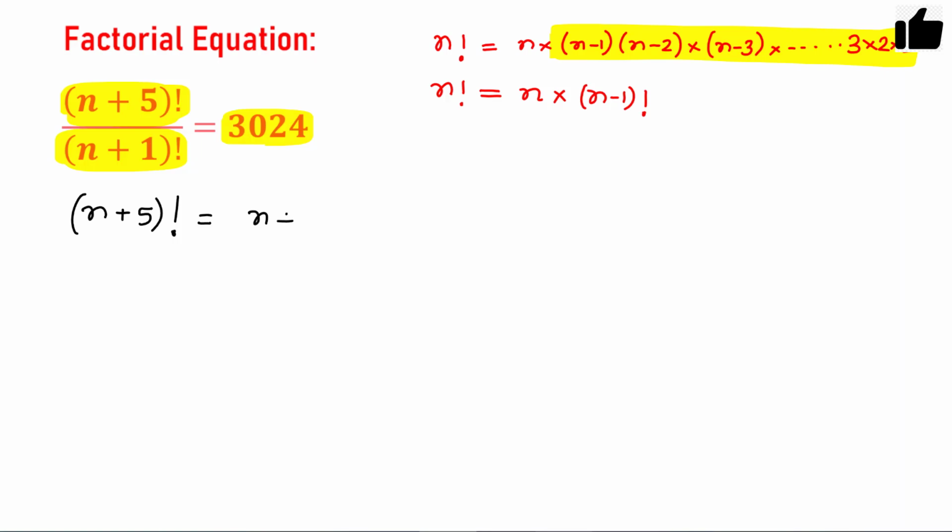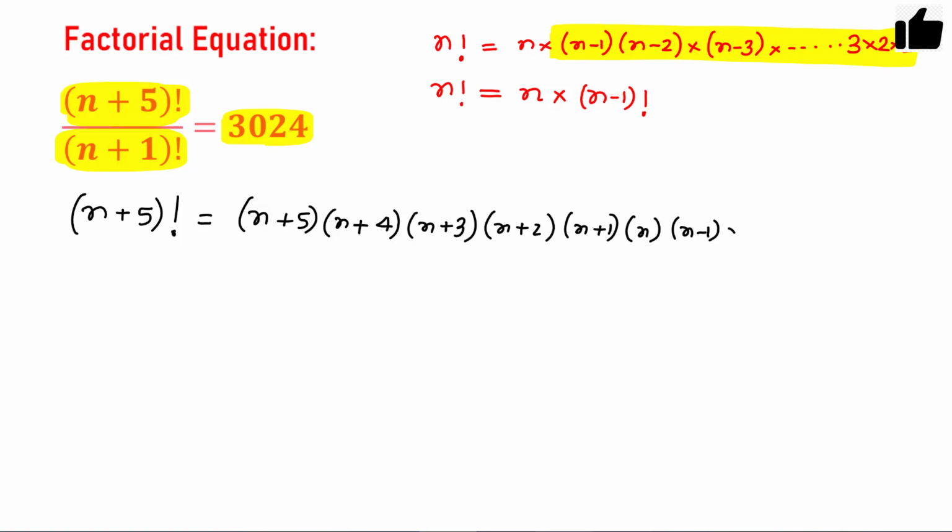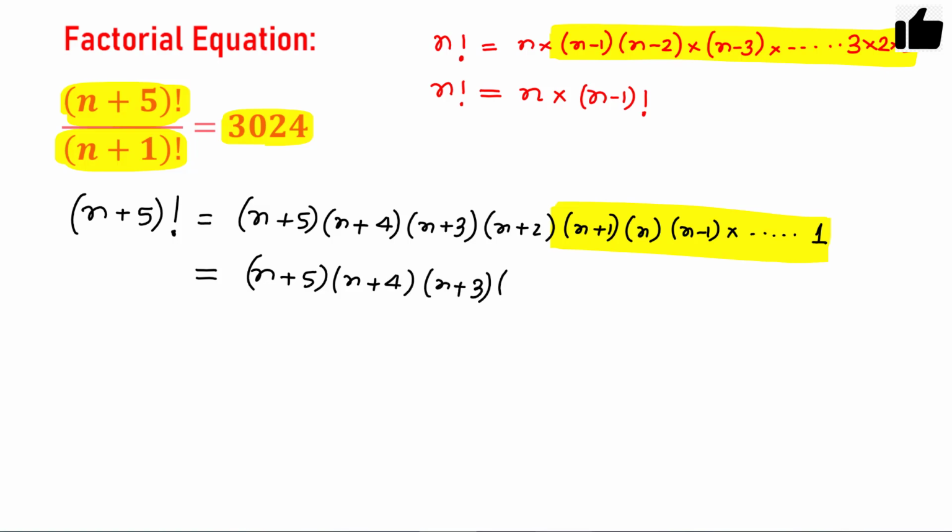This can be written as (n+5) times (n+4) times (n+3), (n+2), (n+1), n, (n-1), and this goes on till 1. Now if you consider from here (n+1) down to 1, this is nothing but (n+1) factorial. So I can rewrite the same expression as (n+5), (n+4), (n+3), (n+2), and (n+1) factorial.